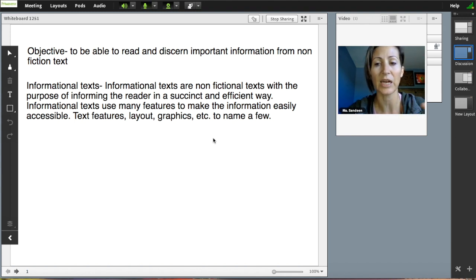So we're going to take a look in the next video. You're going to answer a couple questions about informational documents, and then you're going to watch a video on looking at a text from our course, and we're going to work specifically on locating important information in that document.